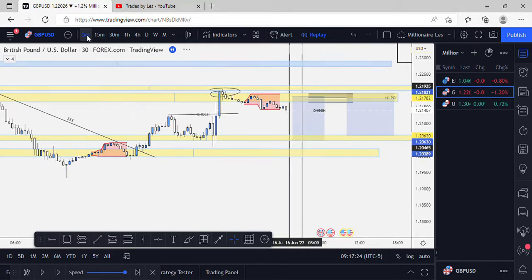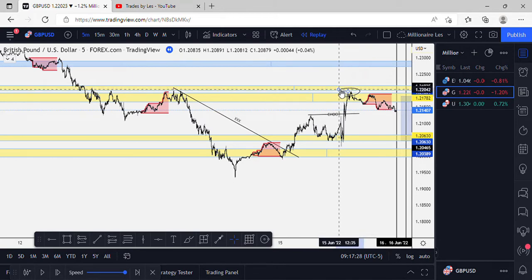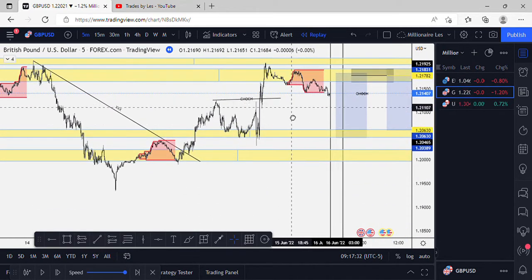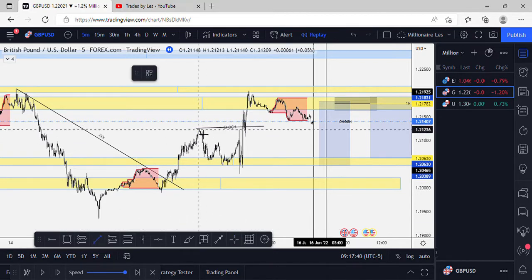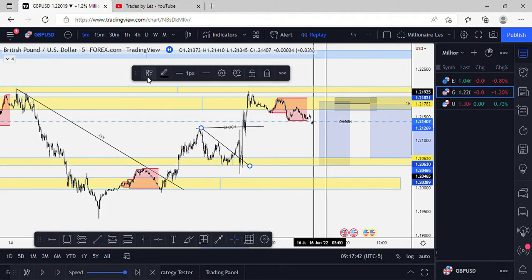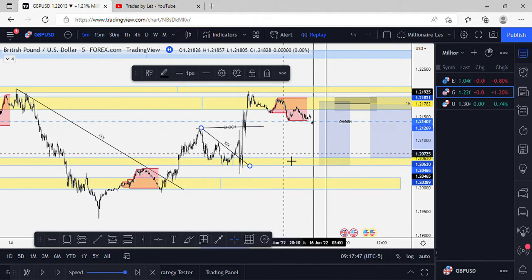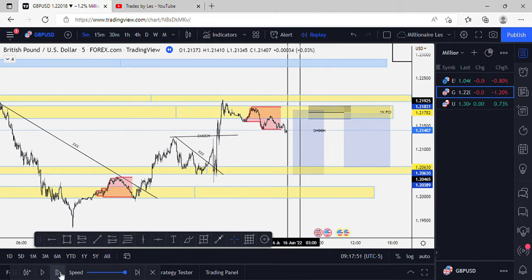So going on my 5-minute time frame, I see that, okay, I have my change of character. Price liquidated once, price liquidated again right here. So now I'm looking for potential buys in this area.